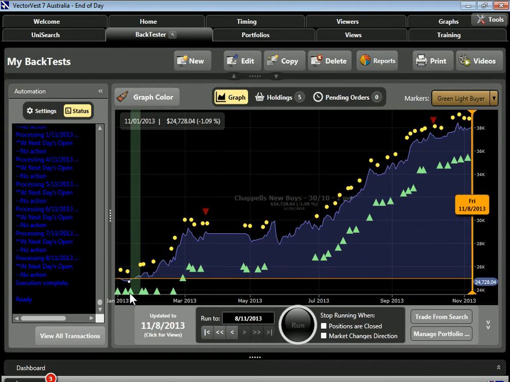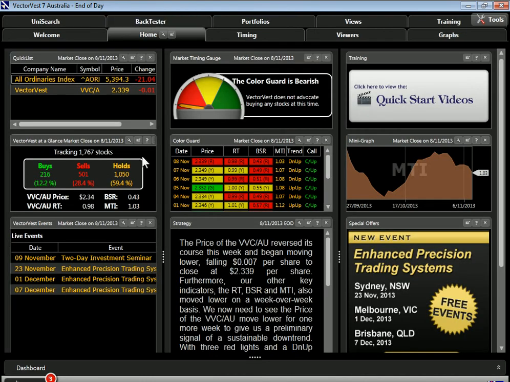So again, this is a reflection of the green light in the price column of the color guard existing on those days. If I just quickly make a departure to the home page, our last green light that we've seen most recently was the 5th of November, and you can see how it switched to yellows and reds. So right now we wouldn't be buying any stocks as of the next day. We're just managing the positions that we currently own.